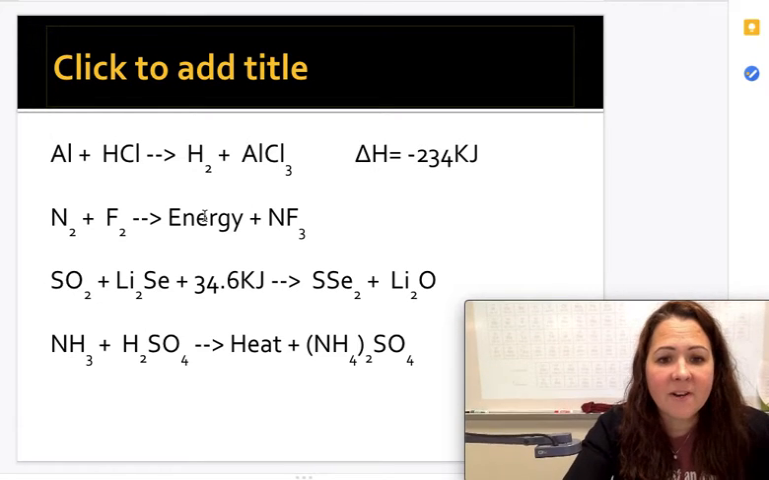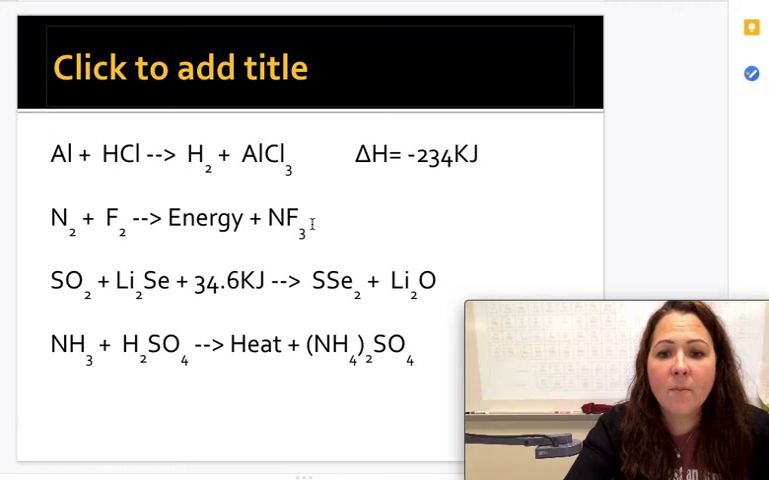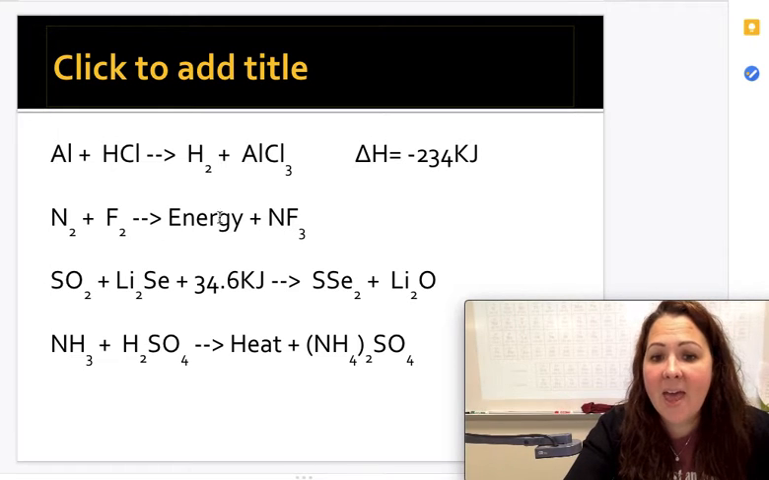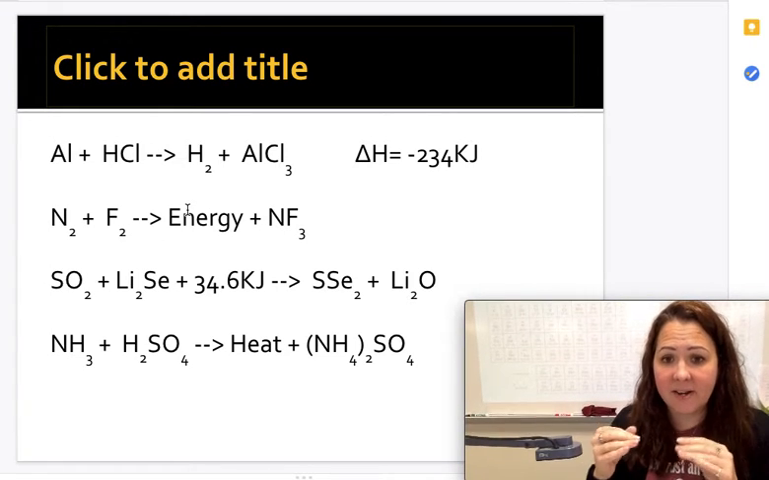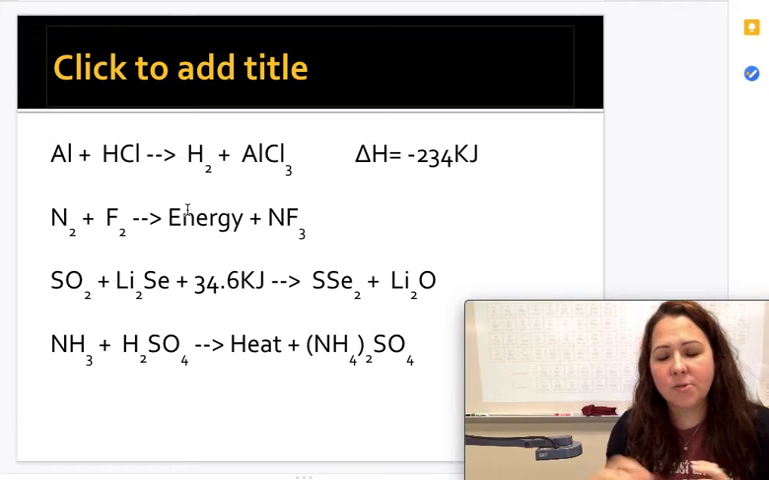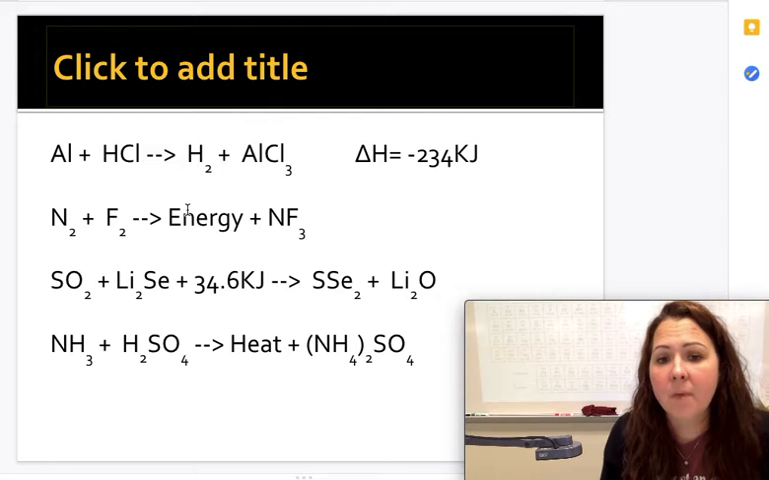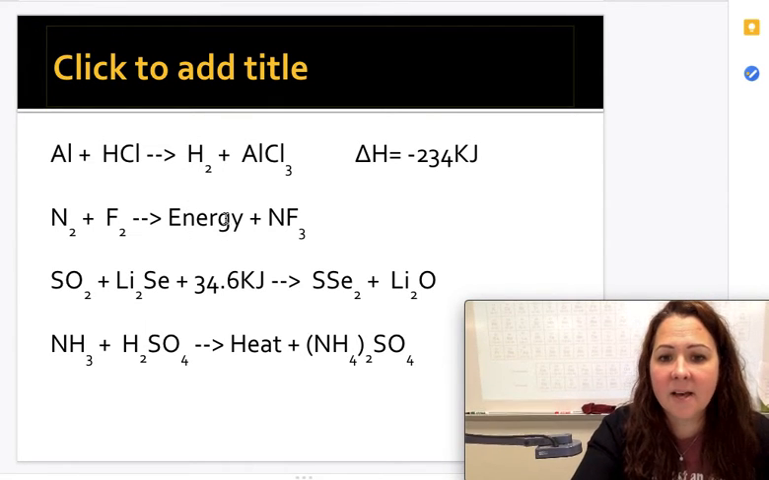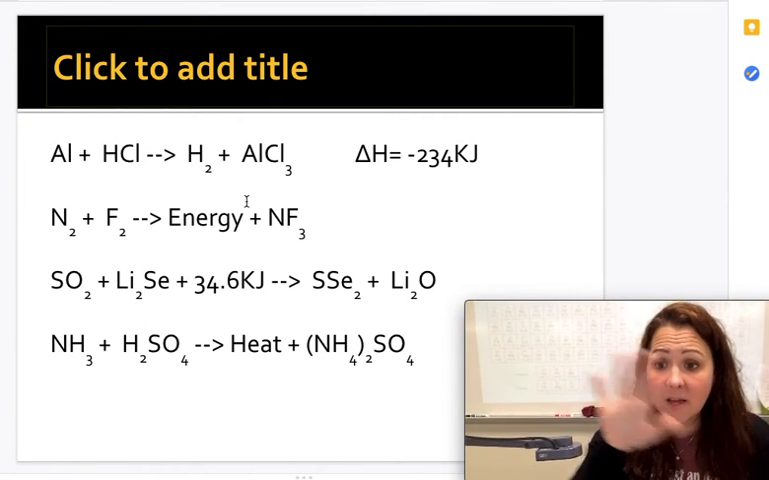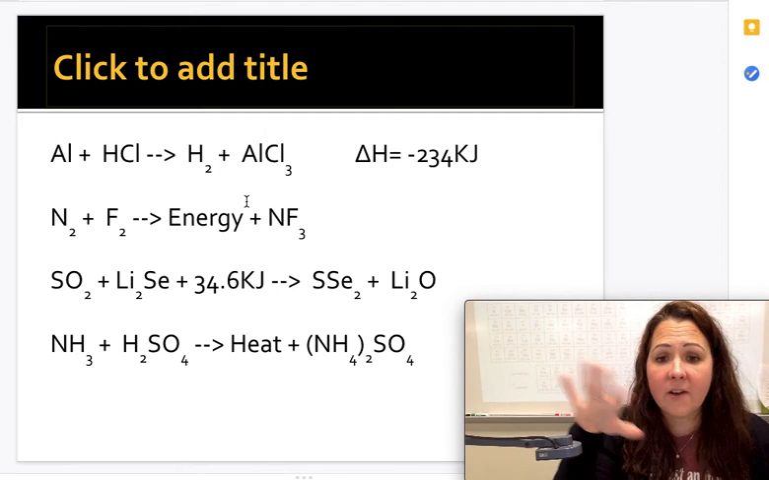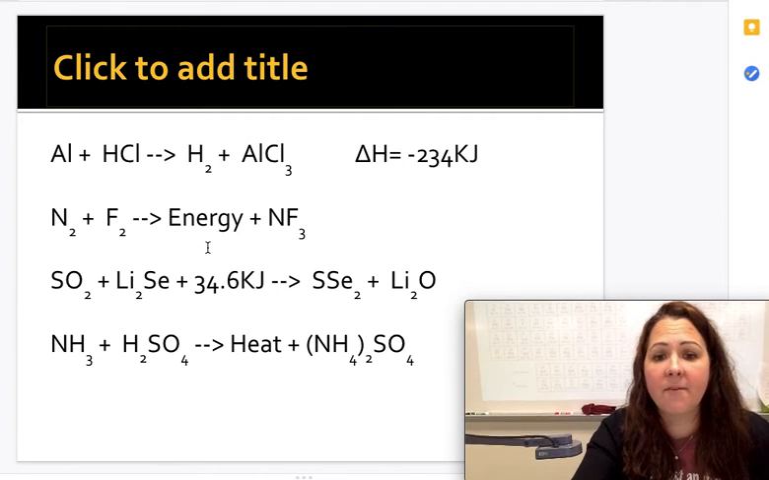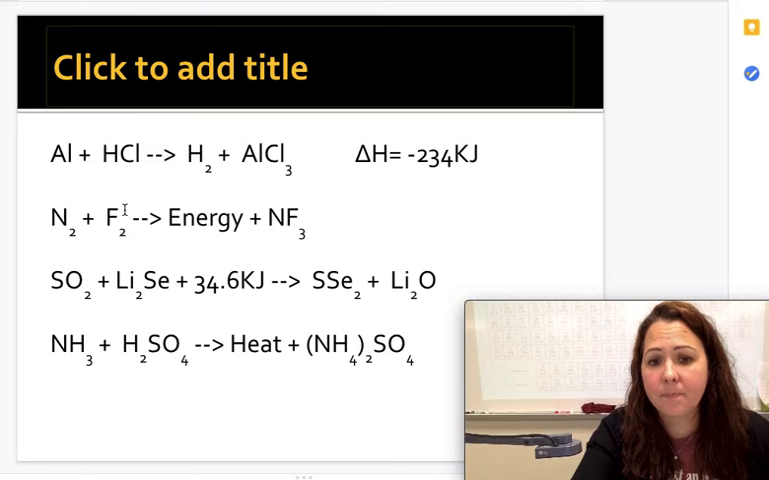The next one, we have nitrogen reacting with fluorine. We are making nitrogen trifluoride, and we have energy written on the product side. So it just says energy. You can also just write the word heat. You can also put a value for your kilojoules there. This one is written on the product side, so it's exiting out of the reaction. If it exits out of the reaction, this is an example of an exothermic reaction.